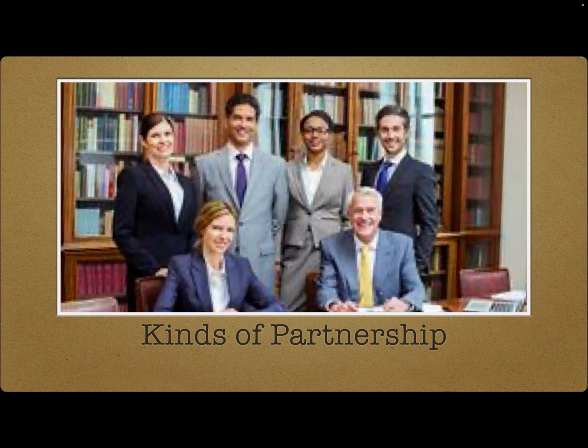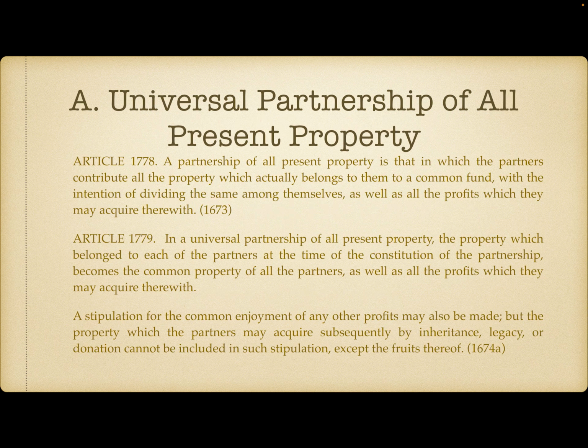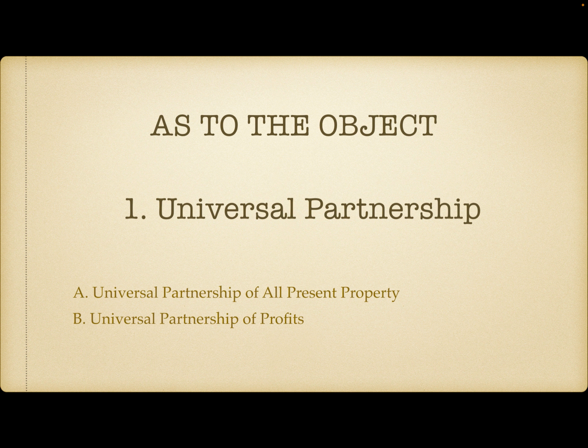So let's start first now. Under Article 1776, as to its object, a partnership is either universal or particular. As regards the liability of the partners, a partnership may be general or limited. So as mentioned, we're looking into the criteria now to determine the kind of partnership. As to the object, as mentioned, there is universal and particular. So let's look into universal partnership first.